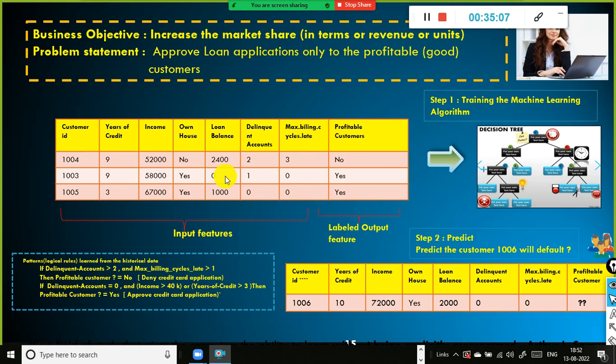And his loan balance, nothing, he already paid all the loans, maybe he wouldn't have taken any loan, and only one time his account became delinquent. This is something nonsense, okay. Maybe it's a zero, and billing cycle is late is zero, and he's a profitable customer, his income is also good, and he's owning a house, okay. In the event of default, we can still recover the money by asking him to sell the house, something like that, okay.